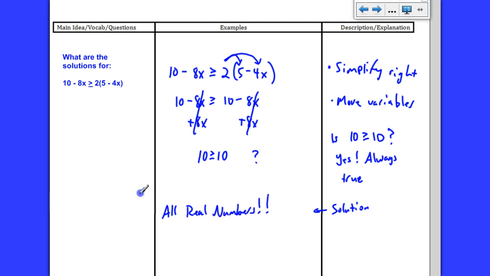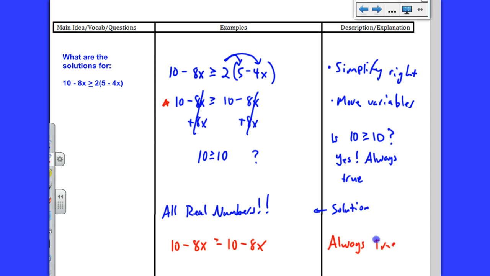All right, let me point something out here real quick. Let me go back up to this line and recopy it right here: 10 minus 8x is greater than or equal to 10 minus 8x. Think of it like this. If I picked a value for x like 0, you'd have 10 is greater than or equal to 10. Is that true? Yes, it is. What if you picked another number like 800? 10 minus 800 would be negative 790. Is negative 790 greater than or equal to negative 790? Yes, it always works. It's always true.